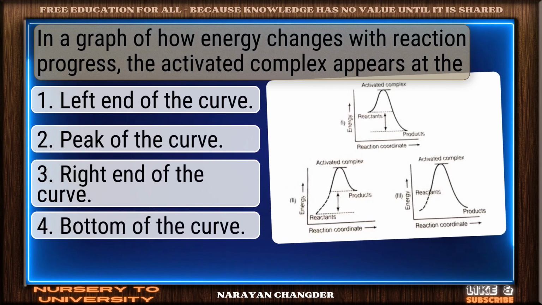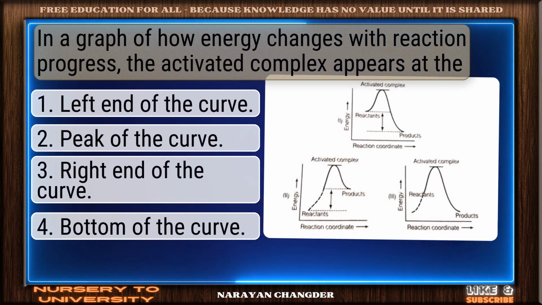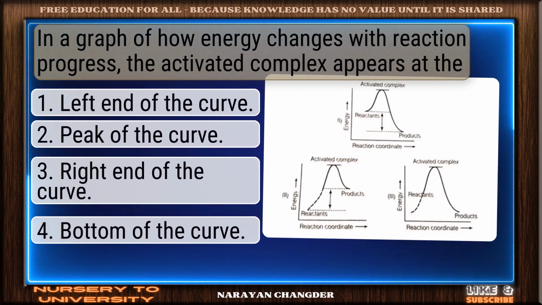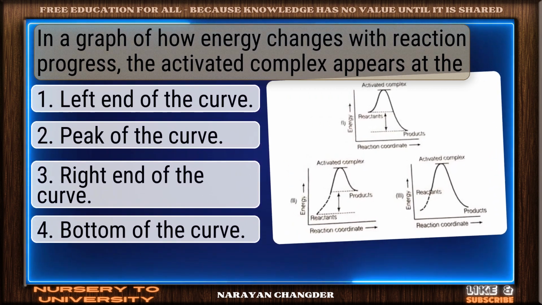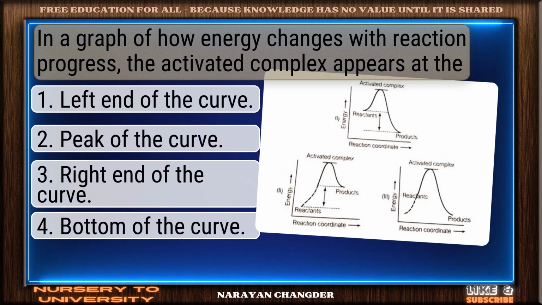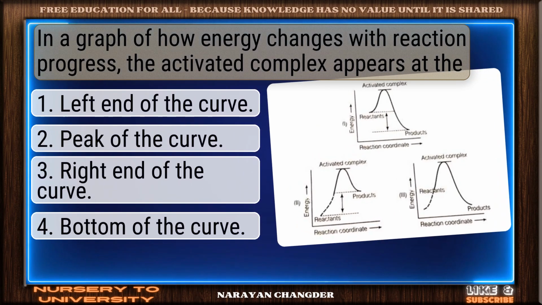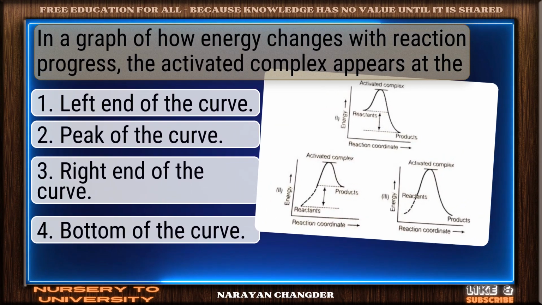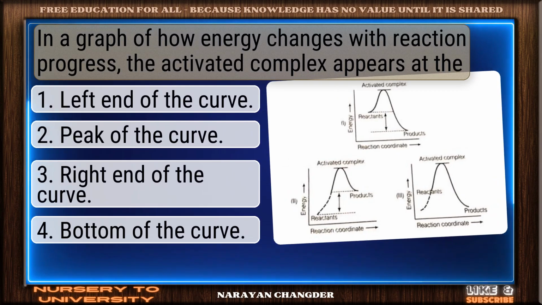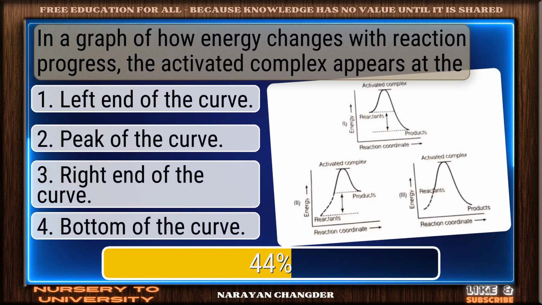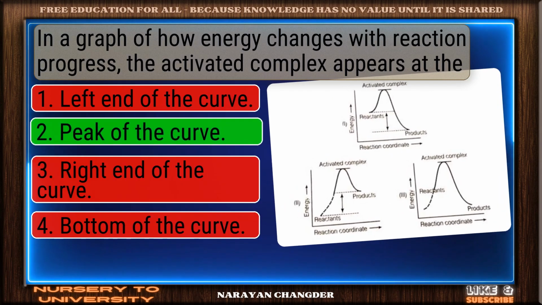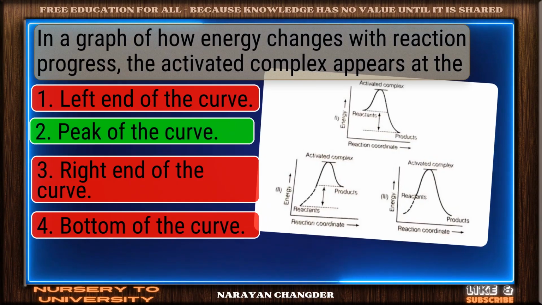In a graph of how energy changes with reaction progress, the activated complex appears at the: Option 1, left end of the curve. Option 2, peak of the curve. Option 3, right end of the curve. Option 4, bottom of the curve. Perfect choice, peak of the curve.